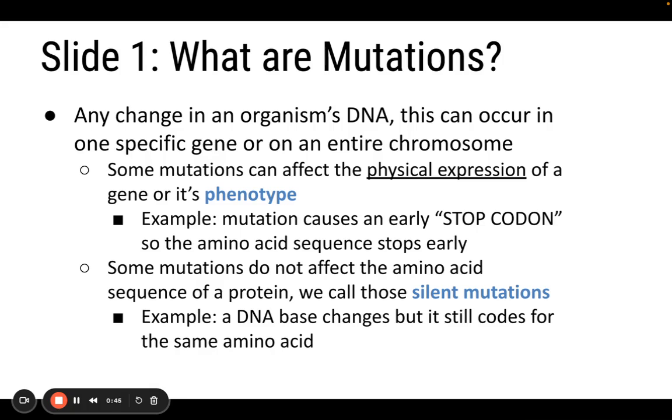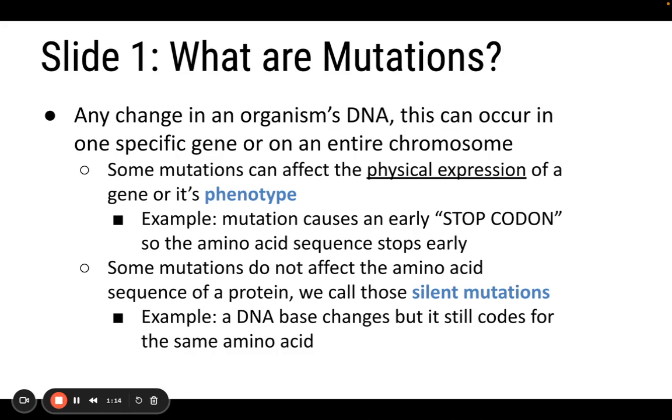So let's get started. What are mutations? Mutations are any change in an organism's DNA. This can occur in one specific gene or across an entire chromosome. Some mutations can affect the physical expression of a gene, or its phenotype. That's an important vocabulary term to commit to memory. Phenotype is the physical expression of a gene. For example, you may have a gene that codes for brown or blue eyes. The physical expression is your eye color.